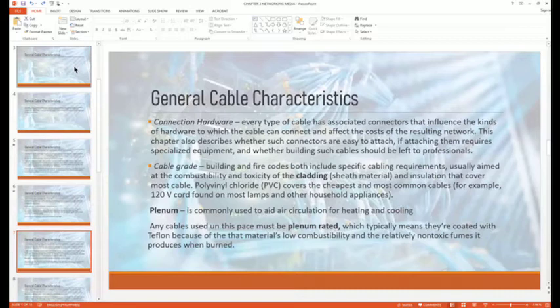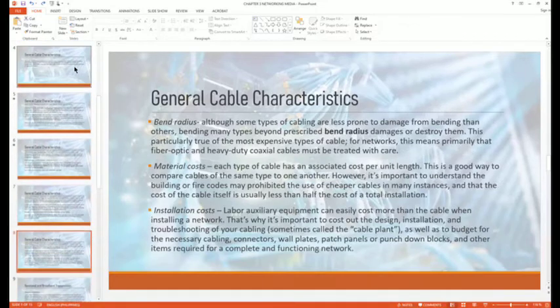The plenum is commonly used to aid air circulation for heating and cooling. Any cables used in the space must be plenum rated, which typically means they are coated with Teflon because of the material's low combustibility and the relatively non-toxic fumes it produces when burned.